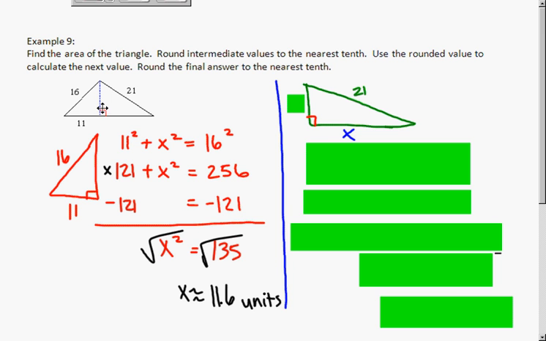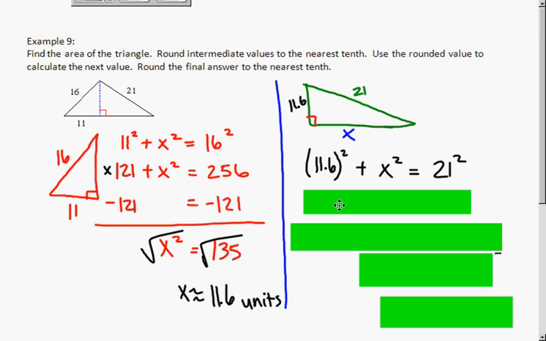Now what I just found is the height of that triangle. So what I did over here is I took the other half of the triangle. I have 21, we have x, which is unknown. We do know the height, we just figured that out, which is 11.6 units. Again, using the Pythagorean theorem, we can figure out the other piece of the base. Side 21 is side C. Your computation, 11.6 squared is 134.56 plus x squared equals 441.